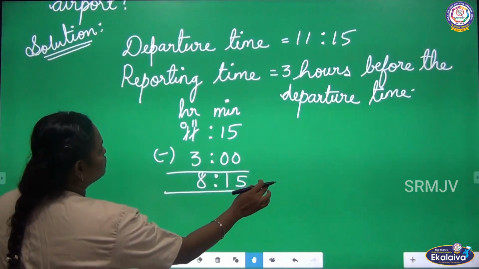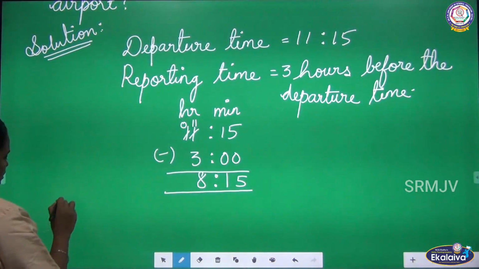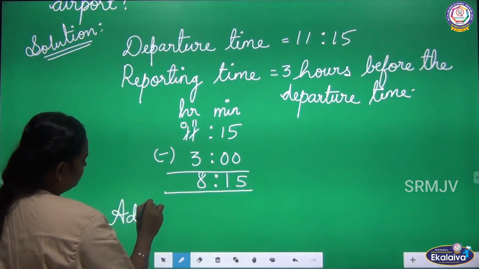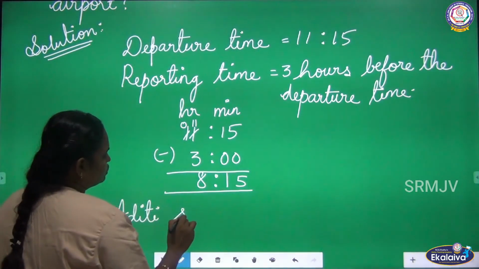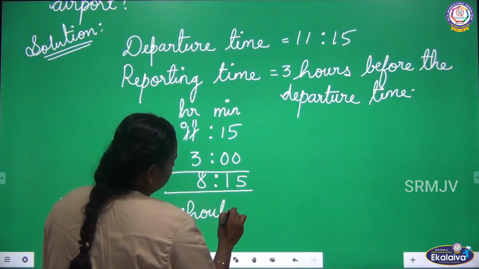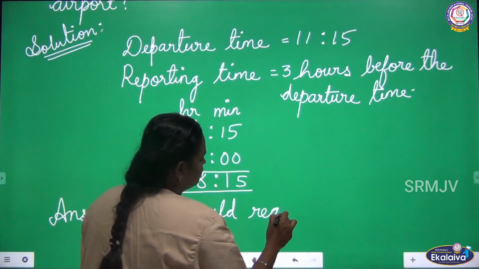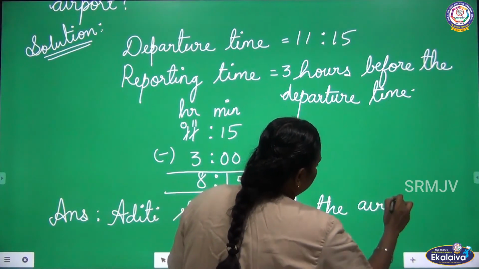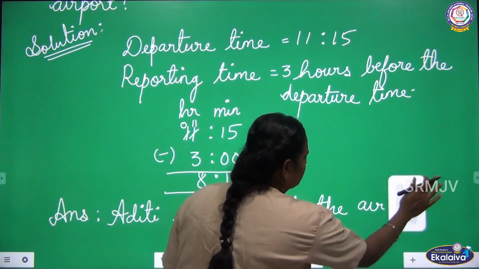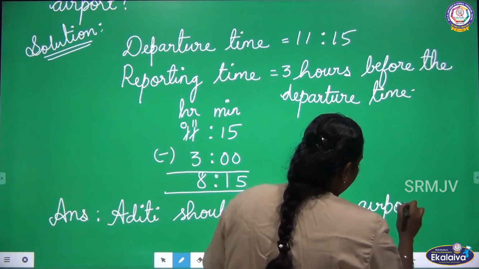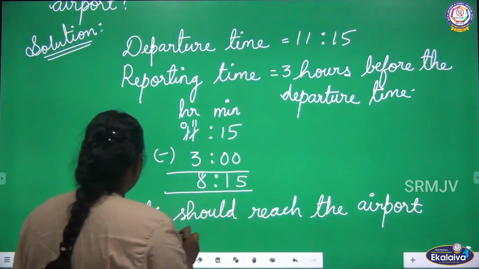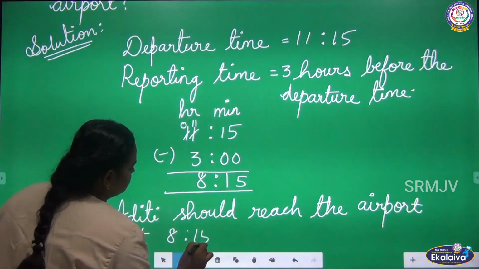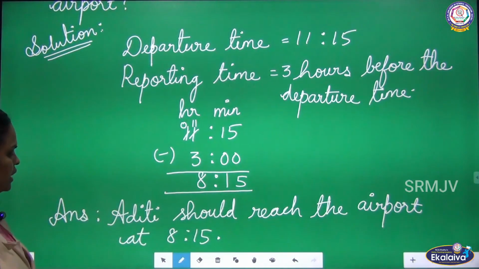So when should Aditi reach the airport? You write the answer: Aditi should reach the airport at 8 hours 15 minutes.